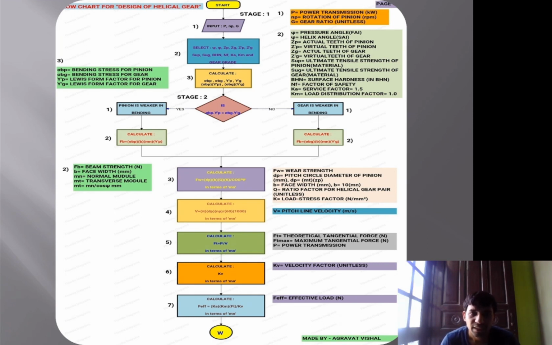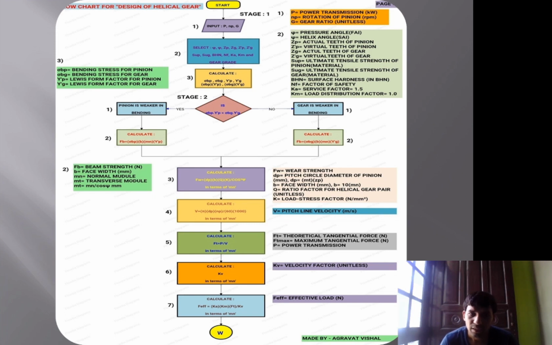After finding the bending strength, we go for the calculation of wear strength, or FW, the wear load. We can write it as WW, wear load, or in some books it may be mentioned as FW. So FW is equal to DP, the pitch circle diameter of the pinion, times face width B, Q is the ratio factor, K is the load stress factor, and J is the helix angle. As I already mentioned, this flowchart is for the helical gear, so J is used for the helix angle.